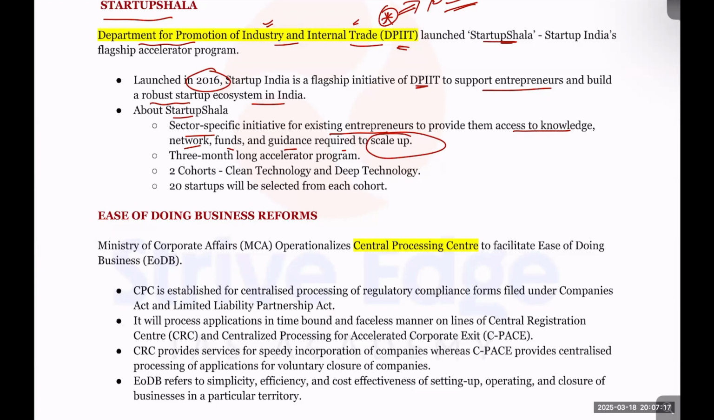Right. It will be a 3 years, 3 months long accelerator program. Training will be given, entrepreneurship training will be there. It has two types of branches, like green technology and deep technology branches, and in every branch 20 startups will be selected, and then they will be given some support. So these are the things about Startup Shala.